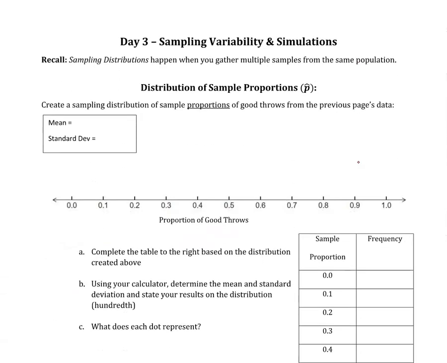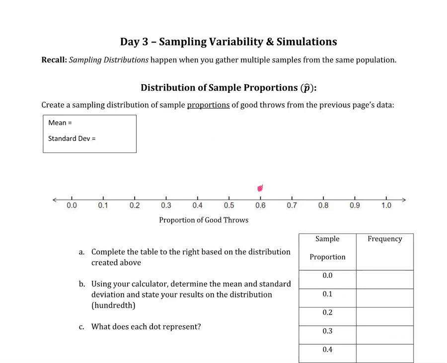Like me, for instance, I know that in class with my students, I had a 0.6 as my sample proportion. So I'm just going to put a dot on the 0.6, and you can as well. Now, normally in class, I go around and collect data from everybody, but obviously it's just me, myself, and I right now in my video.